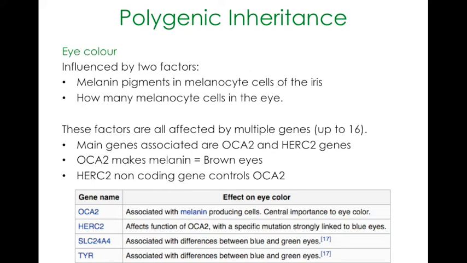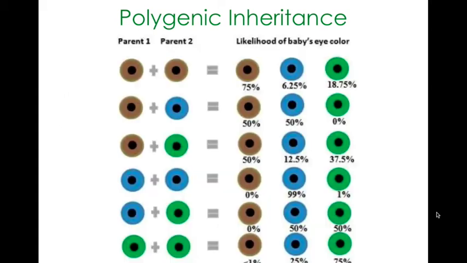There's a few others as well, which you can have a look at on this table, which I've just basically ripped off your book. There are specific mutations strongly linked to blue eyes and brown eyes and things like that. Okay, usually what we have is this little table that determines percentages and the possibilities of eye colors. Right, you can see there.